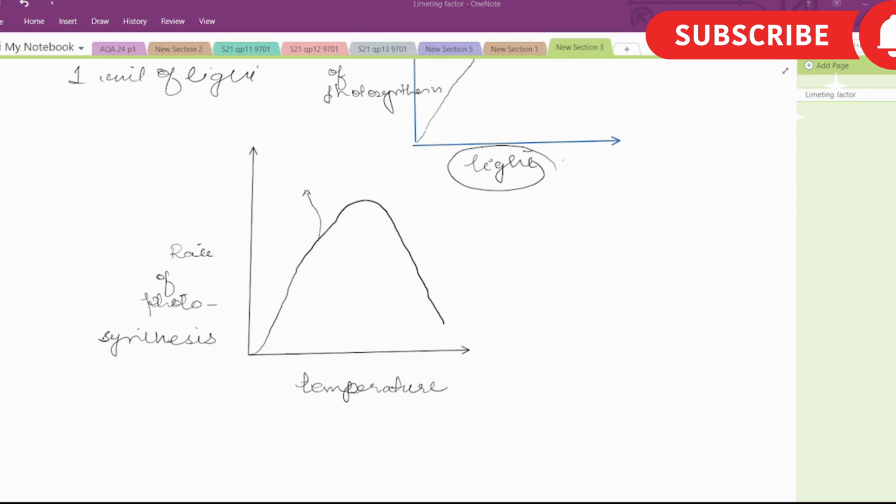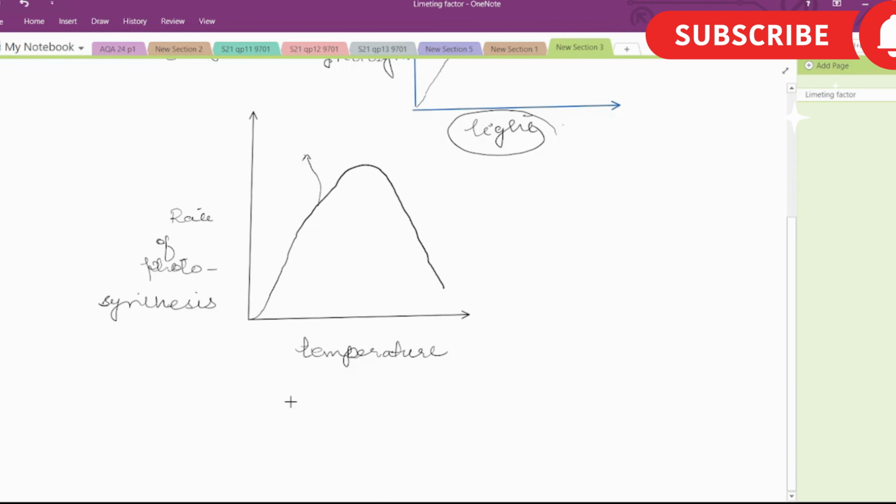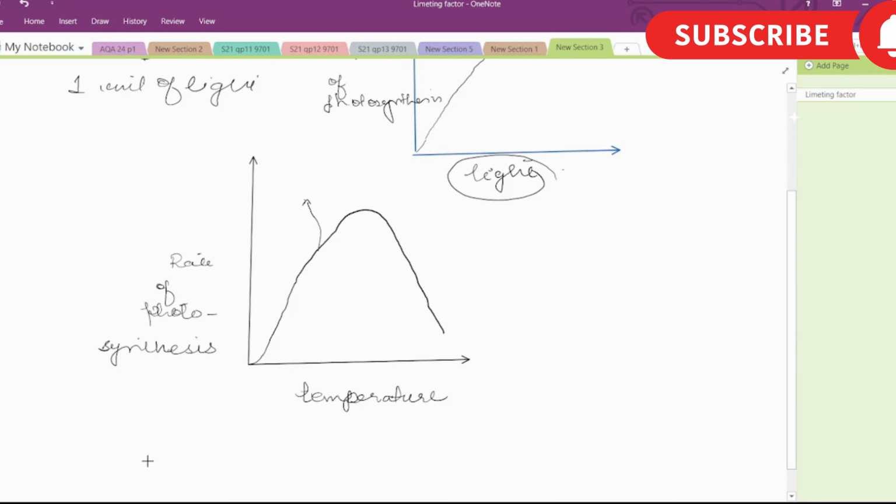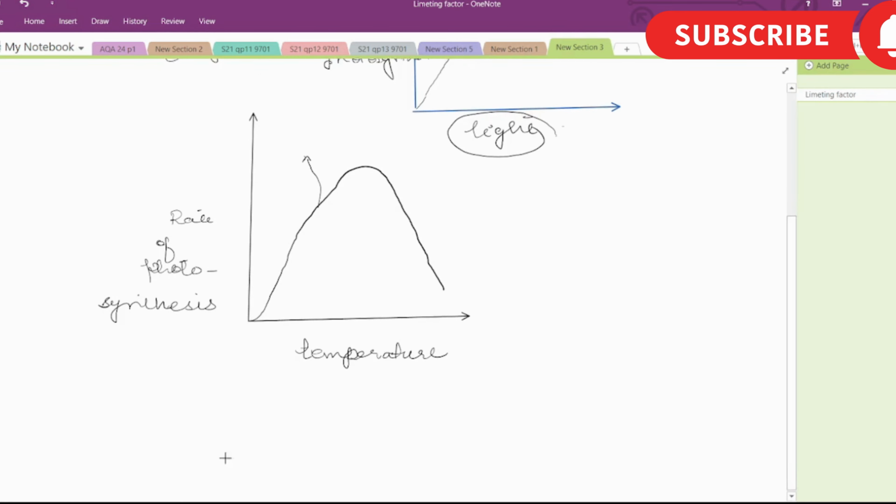So our third factor is carbon dioxide. Carbon dioxide is similar to the light intensity. It means at some point the carbon dioxide cannot be the limiting factor.